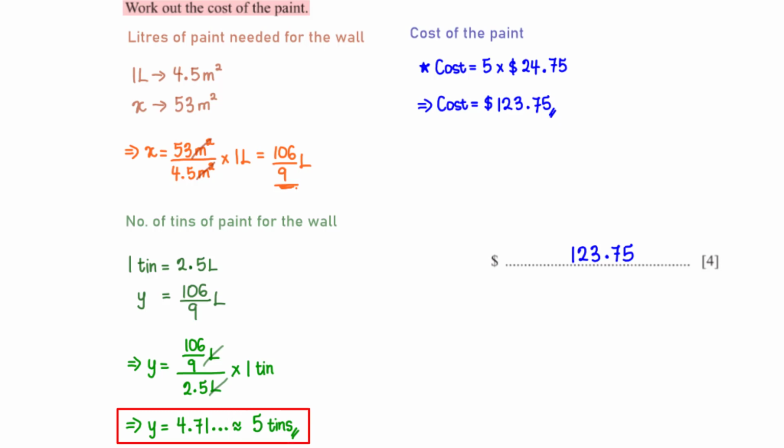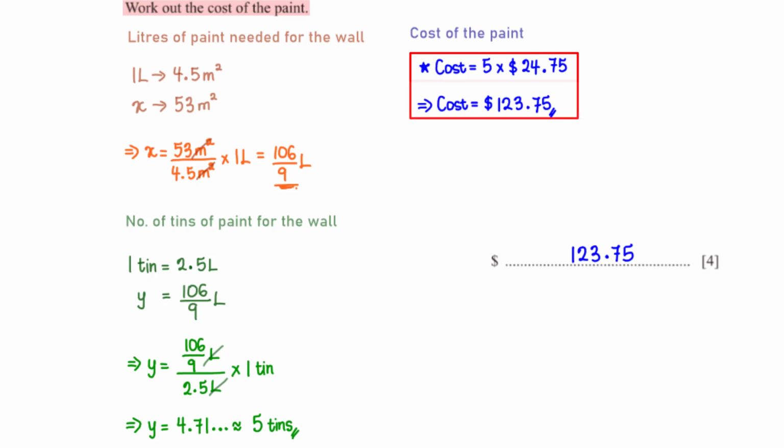1 tin of paint costs $24.75. So the cost of getting 5 tins of paint would be 5 times $24.75, which is equal to $123.75.